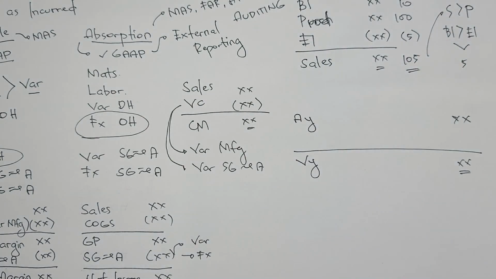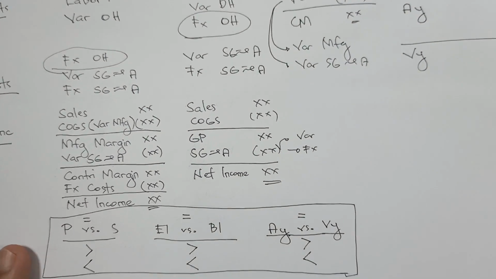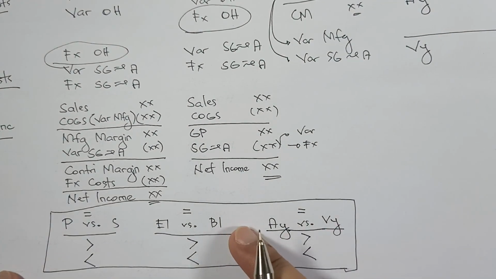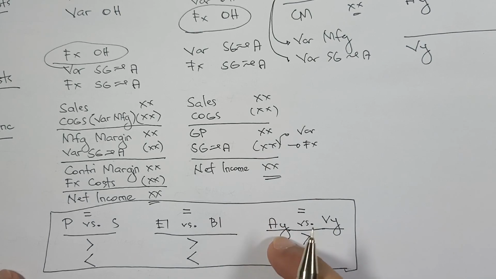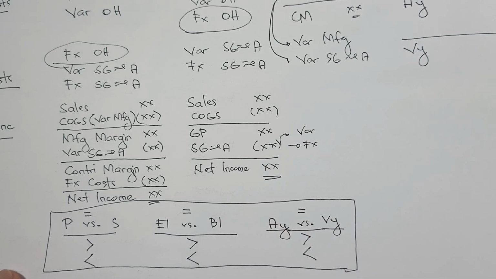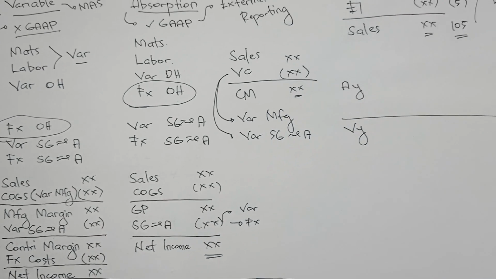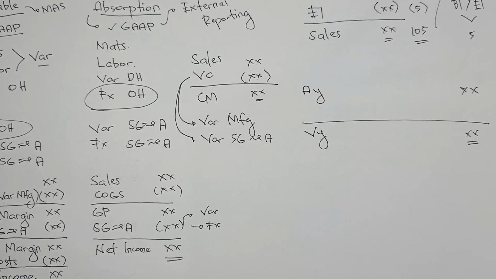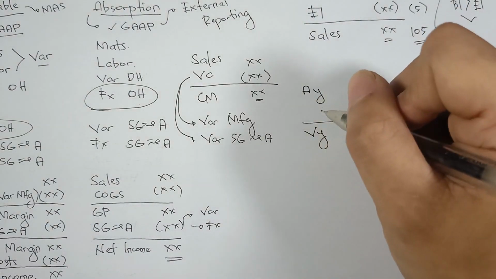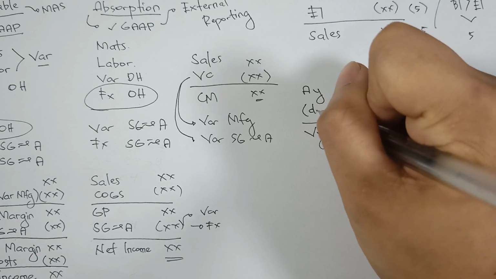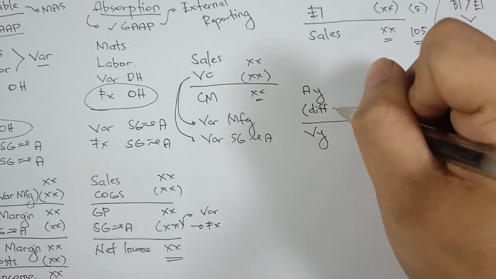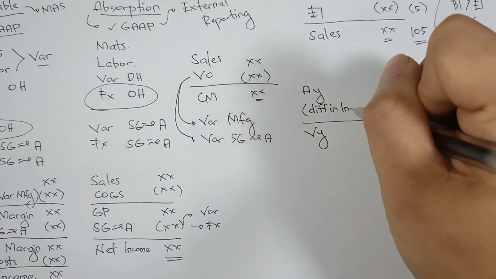Liwanag? So, first na kailangan mong malaman is itong table na to. Because once again, if hindi mo alam itong table na to, hindi mo malalaman kung sino ba yung mas mataas. Liwanag ba? So, if nakabisado mo na yung table na yon, the next step is computein mo yung difference ng difference in inventory.